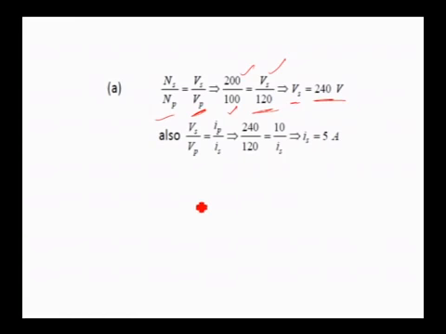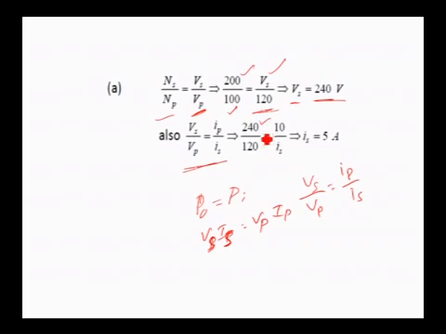But if the transformer is ideal, the power output is always equal to the power input. Output power is VS IS and input power is equal to VP IP. If you use this equation, you get VS by VP is equal to IP divided by IS. Substitute VS and VP, because VS is done here and IP is given as 10 ampere, and find out IS, which is equal to 5 ampere.